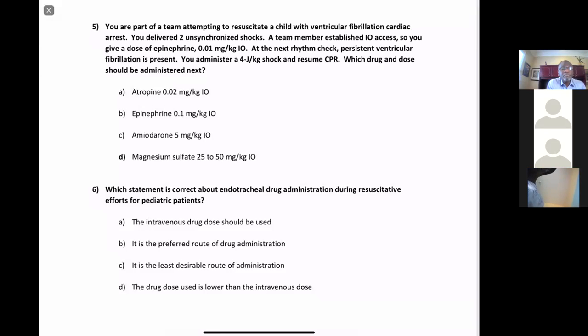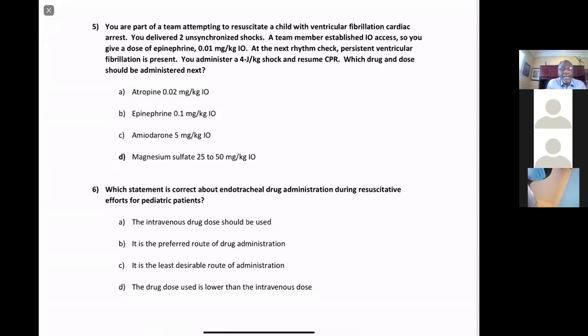At the next rhythm check, persistent ventricular fibrillation is present. You administer a 4 joule per kilo shock and resume CPR. Which drug and dose should be administered next?